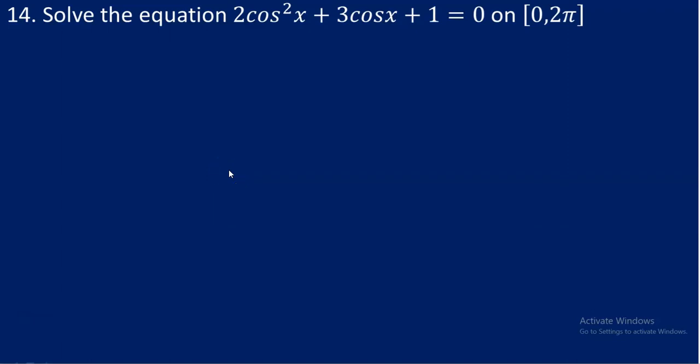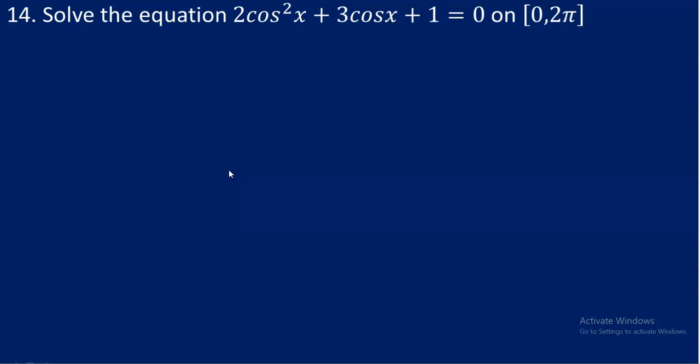Okay, students, now comes question number 14, and it's about solving the trigonometric equation, which is given by 2 cos squared x plus 3 cos x plus 1 equals 0 on the interval 0 to 2 pi. This basically is on the interval 0 to 360 degrees, because the degree measure for radian measure 2 pi is 360 degrees.